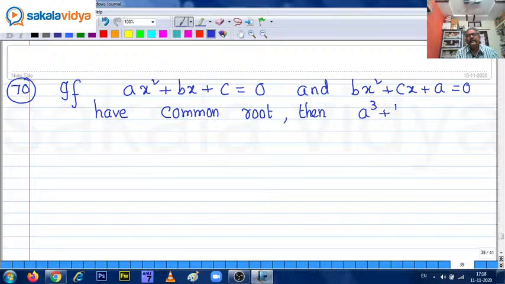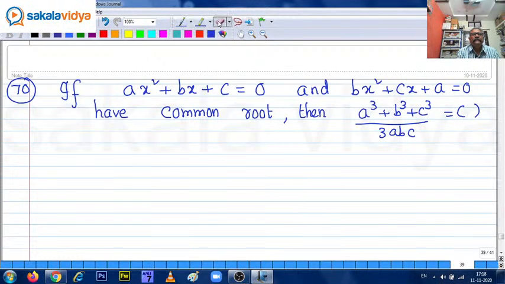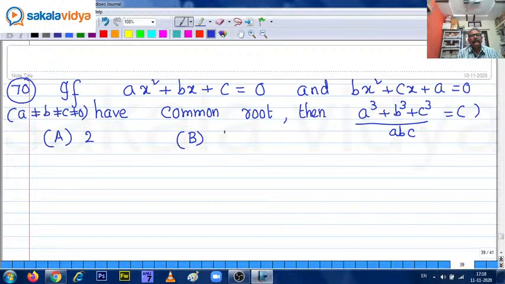Then a cube plus b cube plus c cube upon 3abc equals to, where the conditions are a does not equal to 0, b does not equal to 0, c does not equal to 0. Option A is 2, option B is 1, option C is 3, option D is -3.